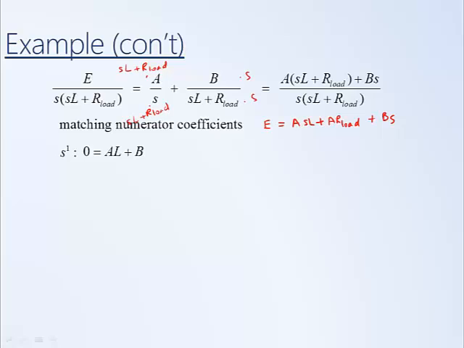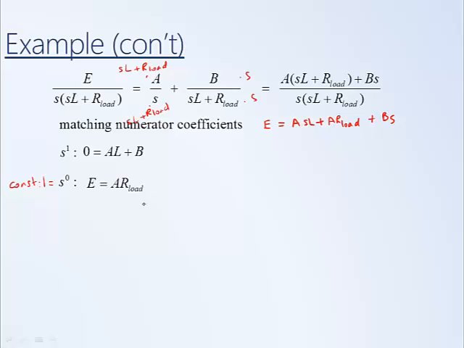We can do a similar thing for the constant terms. S to the 0 is equal to 1, and so this can be thought of as our constant terms. On the left, we have a constant term of E. On the right, we have a constant term of A times R load. If we had a higher order numerator with S squared terms or S cubed terms, then we could also match those coefficients on the left and the right hand side.